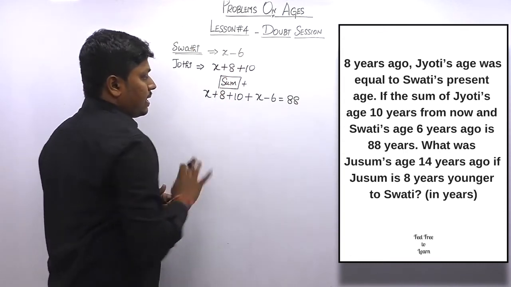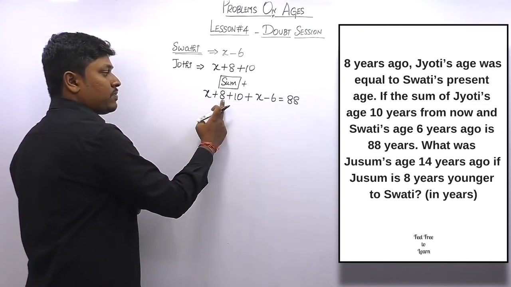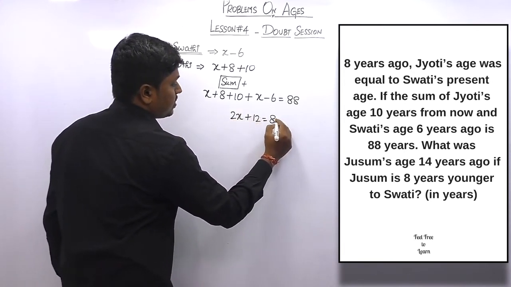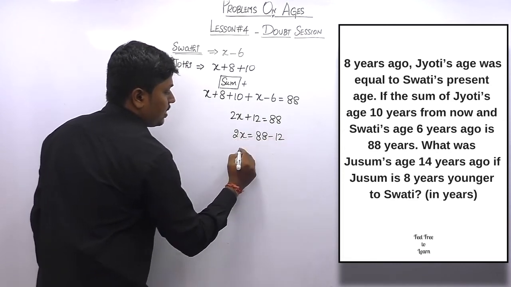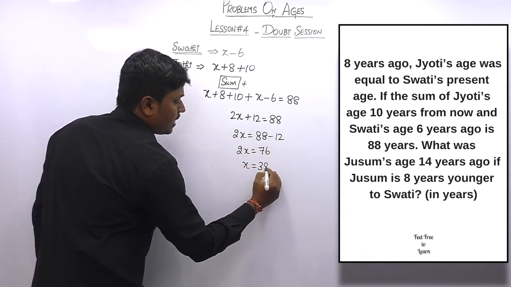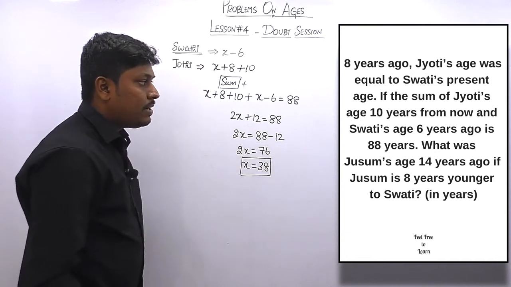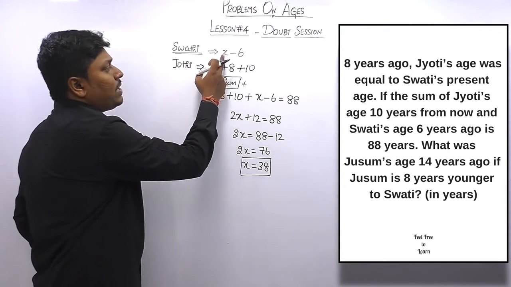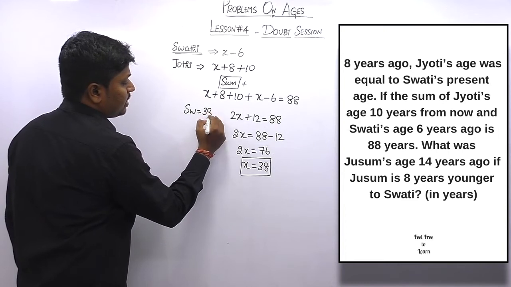So which is 88. So I think this can be written as 8 plus 4 will be 12. So 2x plus 12 is equal to 88. So 2x is equal to 88 minus 12. So 2x is equal to 76. So x is equal to 38. So finally we got the value of x is equal to 38. And what is x? We know that the value of x is Swati's present age. So Swati's present age will be 38 years.